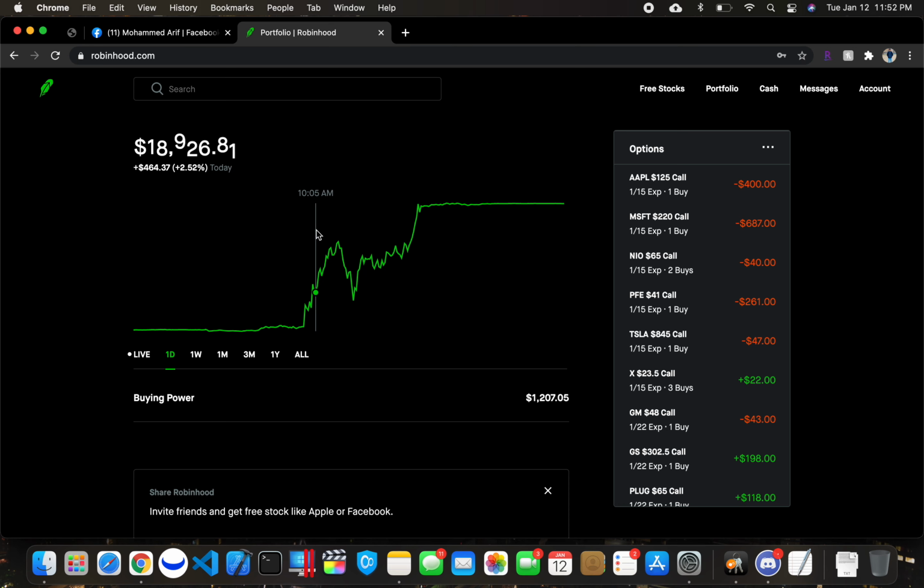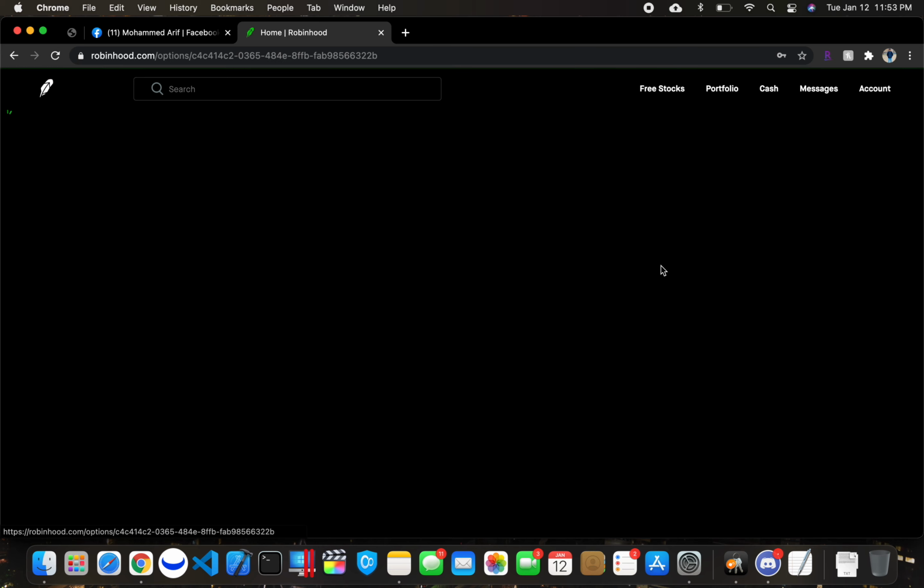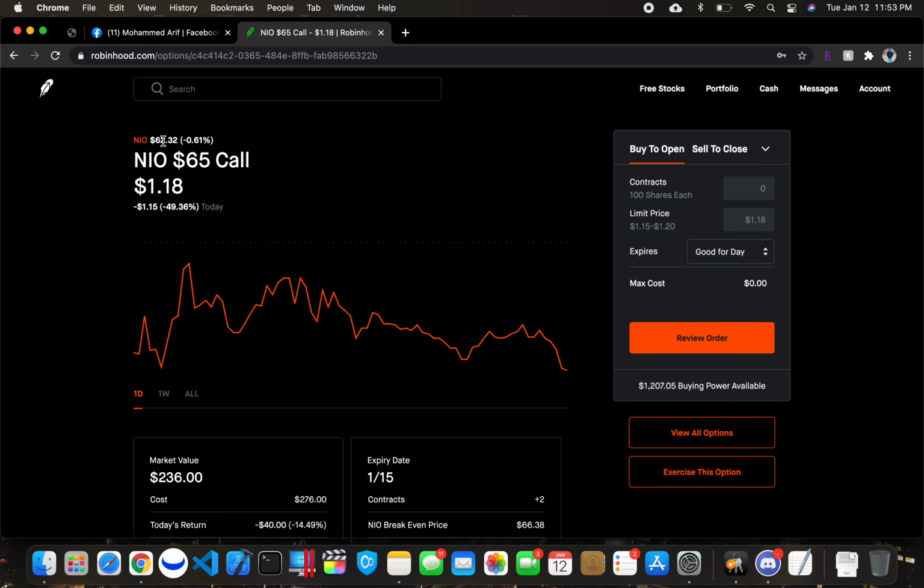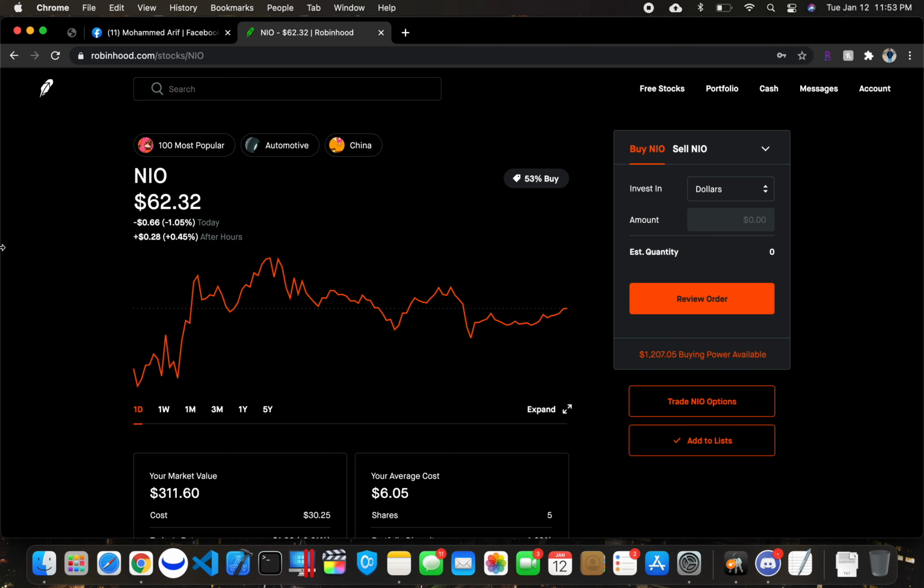All right. So I'm not going to hold any of you guys up anymore. Let's get started. I'm going to give you an example with Neo, since this has been a really hot stock. So let's say Neo, this is the options call, so ignore that. This is the ticker symbol Neo, currently trading at 62.31 after markets. It's up 28 cents, and today it's down 66 cents.